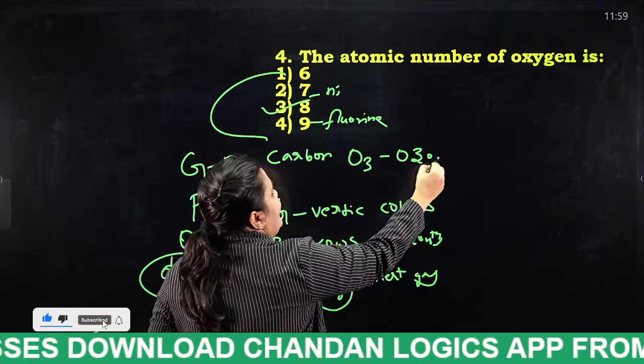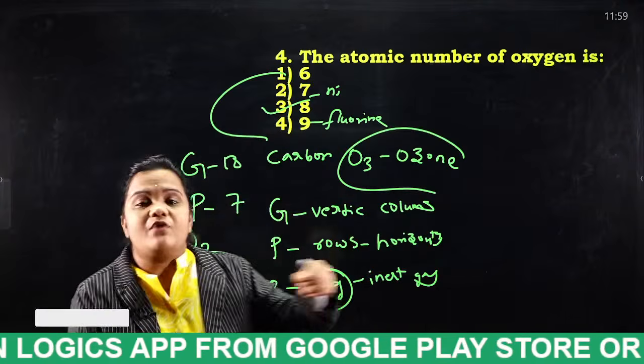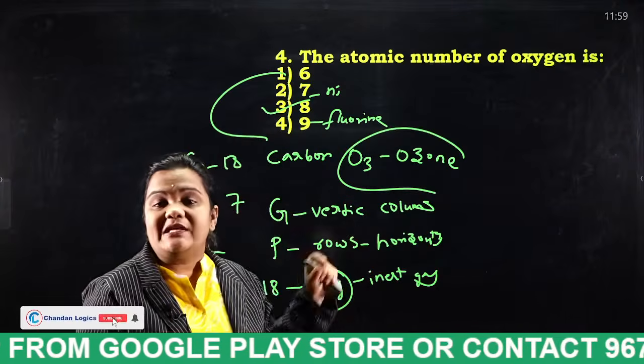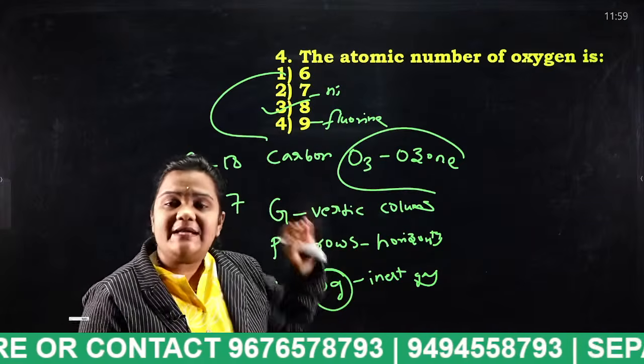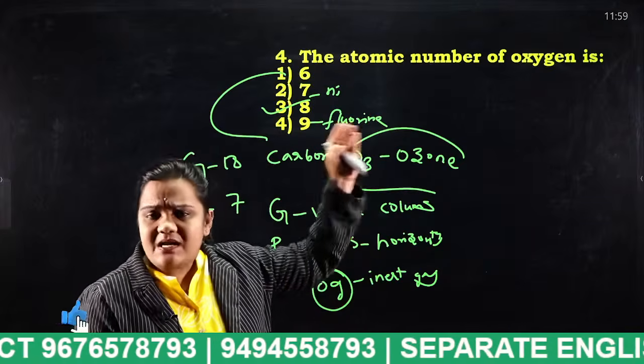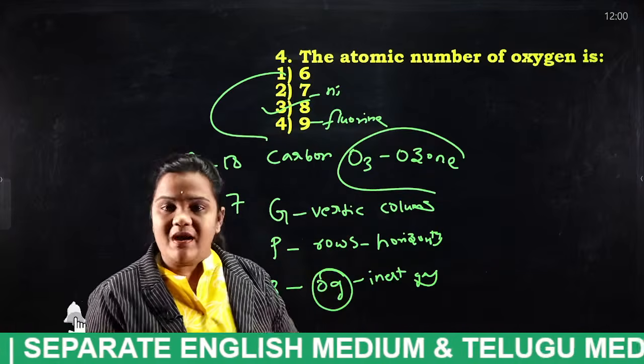You have heard many times about ozone, the ozone layer. In our layers of atmosphere, this ozone layer is present in the stratosphere. If this ozone layer depletes, what happens? Ultraviolet rays directly fall onto our Earth, and that is not good for our health.